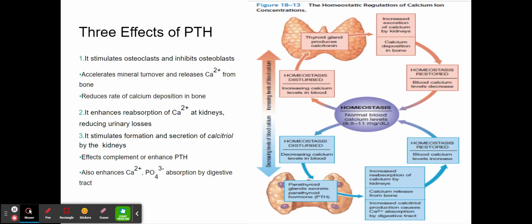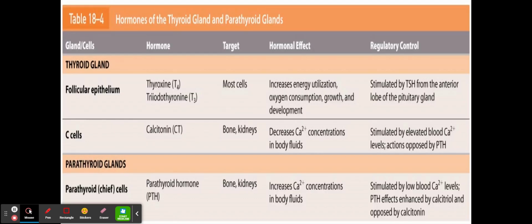In general, the effects of calcitriol complement or enhance those of PTH, but calcitriol also enhances calcium and phosphate absorption in the digestive tract. Figure 18-13 that you see here to the right illustrates the role of calcitonin and PTH in regulating calcium concentrations, and it's likely that PTH, aided by calcitriol, is the primary regulator of circulating calcium ion concentrations in healthy adults. Information about the hormones of the thyroid gland and the parathyroid glands is summarized in Table 8-4 that you see here.